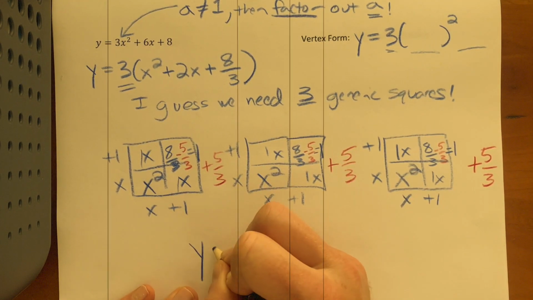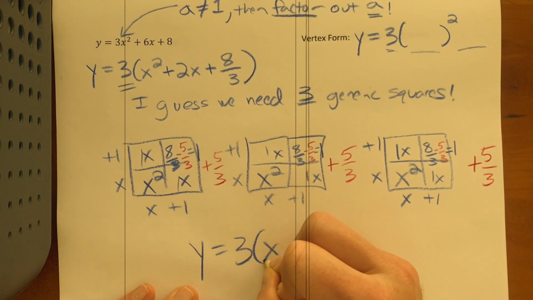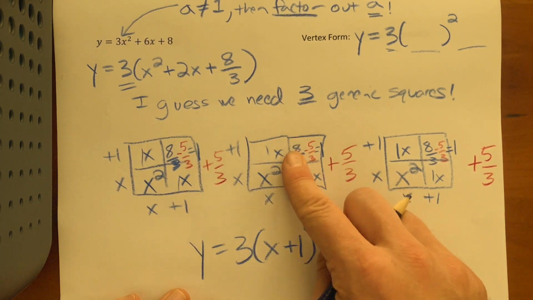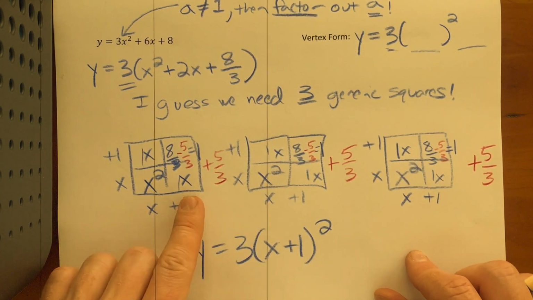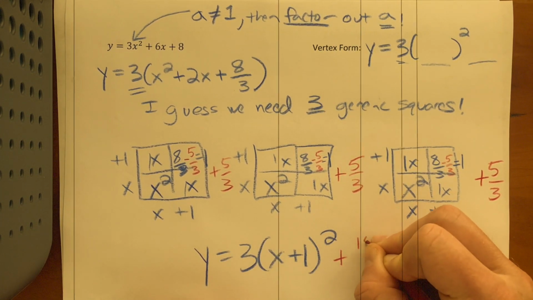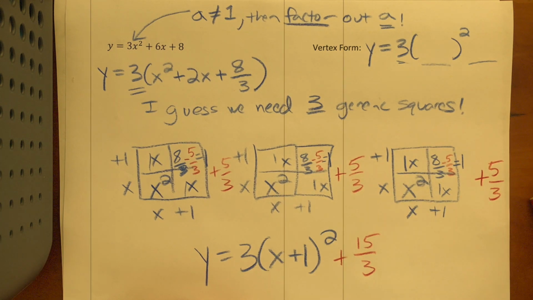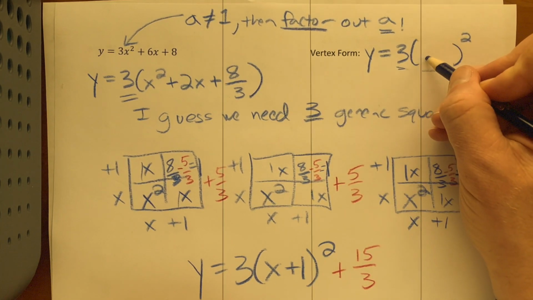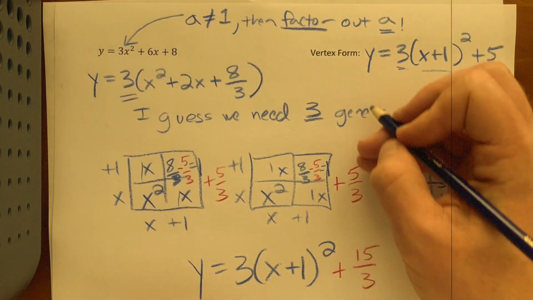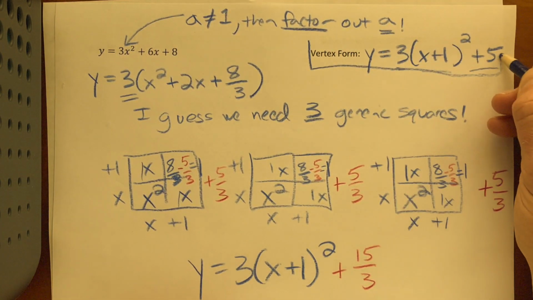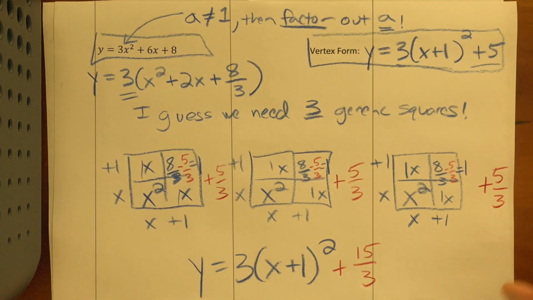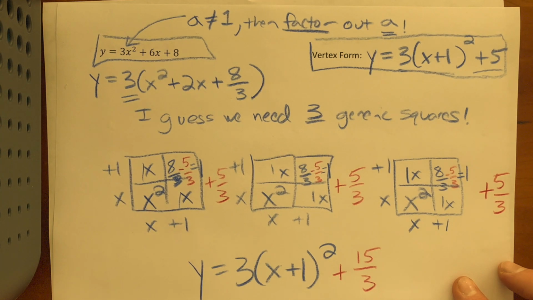Taking this all together, we can actually write the vertex form. 3 complete squares, x plus 1 squared. But what did we have to do? Well, we had to subtract those 5 over 3's. So we have positive 5 over 3's on the outside. That would simplify to 15 over 3. But simplify even further. What's 15 over 3? It's equal to 5. And there we have it. The vertex form with an a, not of 1, but of 3. We complete the square.